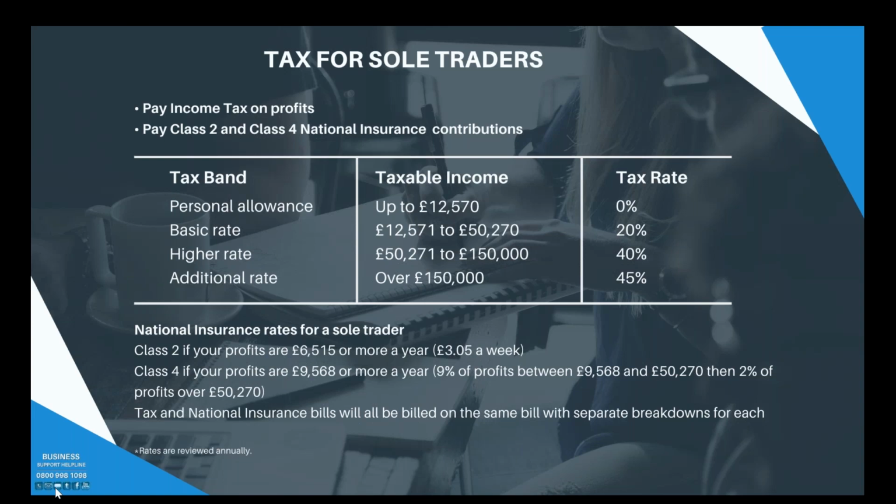The slide also illustrates the thresholds for Class 2 and Class 4 national insurance contributions. So as you can see, you do not have to pay if you earn less than £6,515 a year, although you can choose to pay voluntary contributions. Tax and national insurance will all be shown on the same bill with separate breakdowns for each.